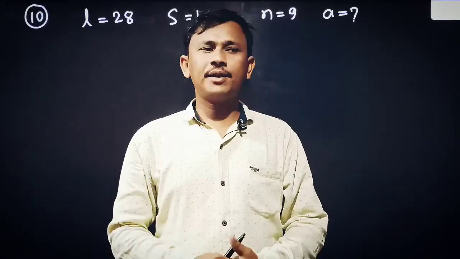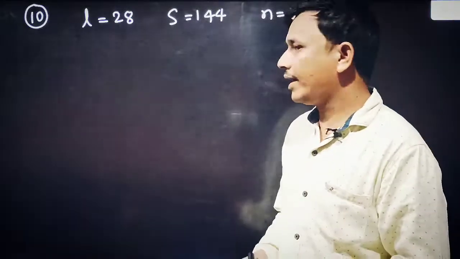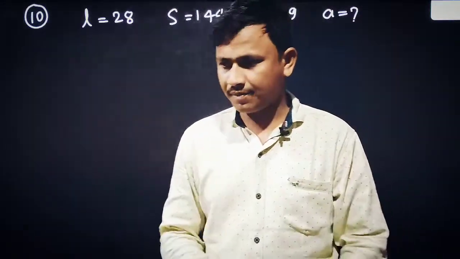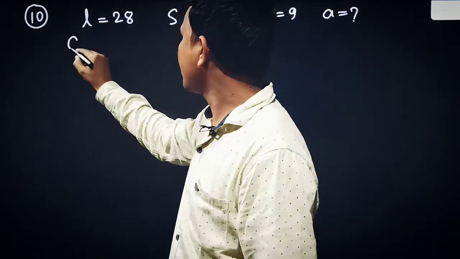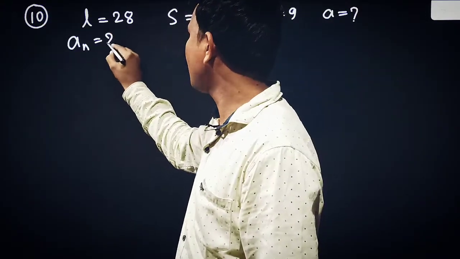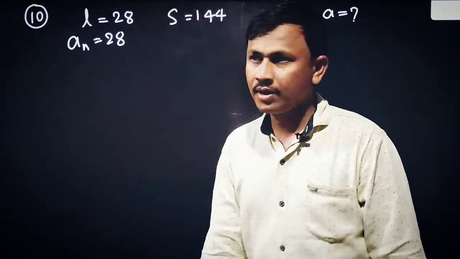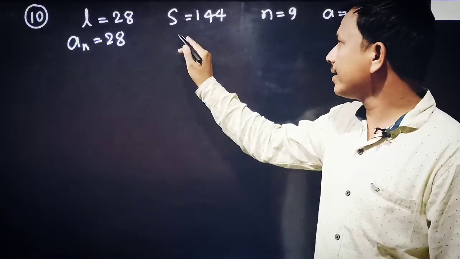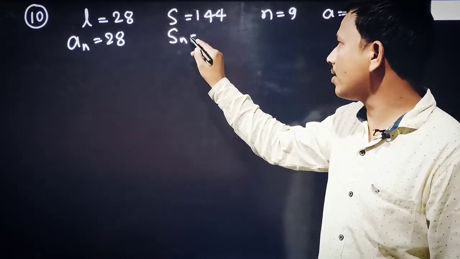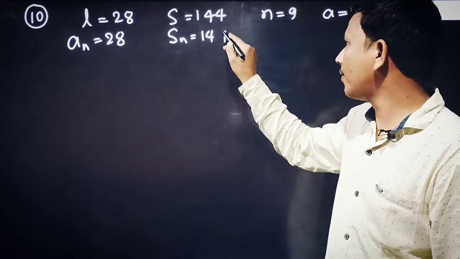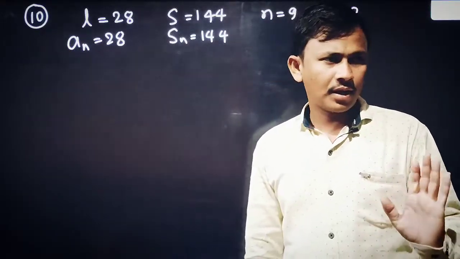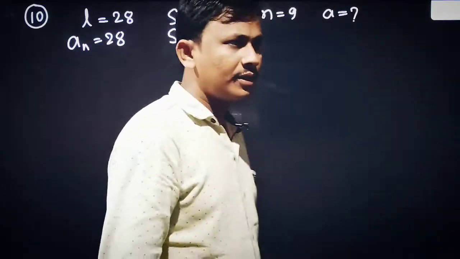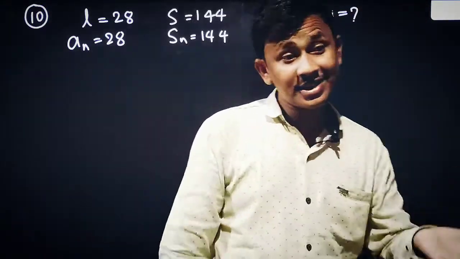This is the 10th question. L is equal to 28. L is nothing but what? Last term. What is last term? An. Okay. An is equal to 28. Then S is nothing but Sn only. Sn is equal to 144. n is equal to 9. a is equal to question mark. Understood? We need to find out the first term. We know the last term.